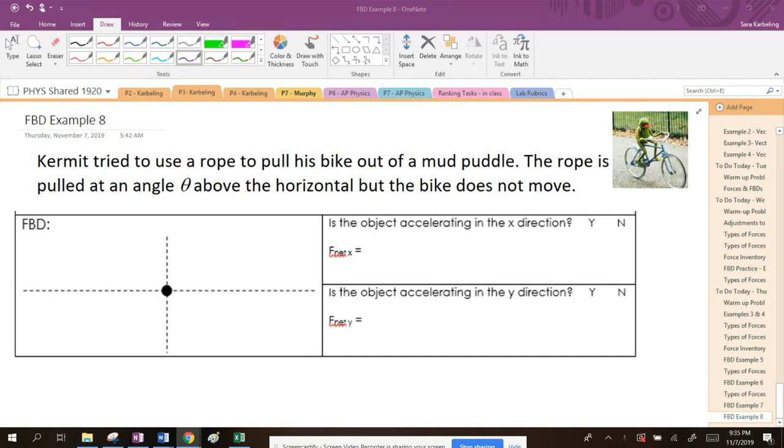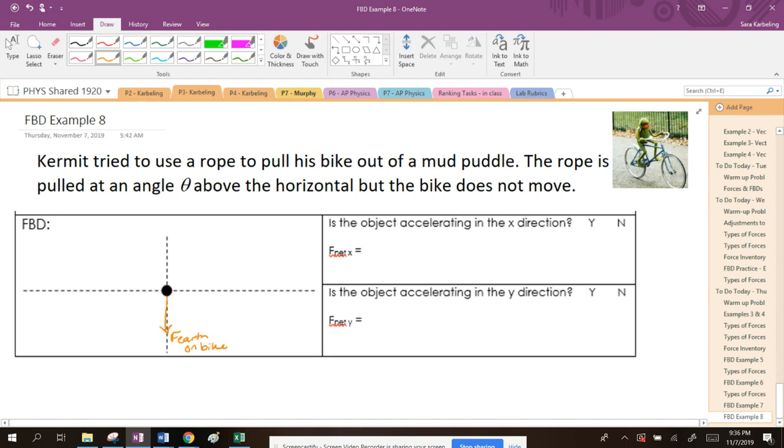So he's trying to pull his bike out of a mud puddle. So that's going to be our object, our system, and gravity, as we would expect, is going to pull down. So we'll go ahead and mark that one going down. The force of the earth on the bike.